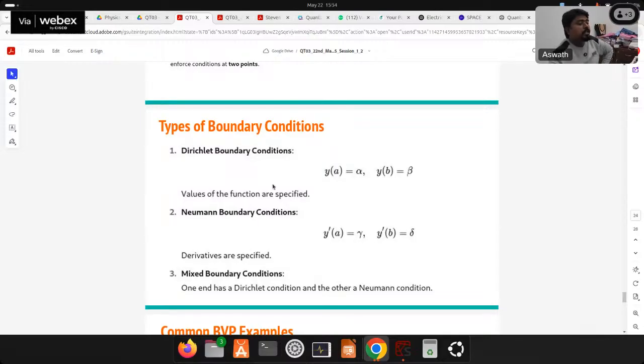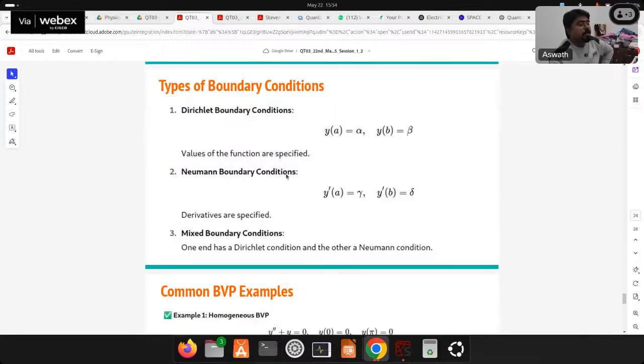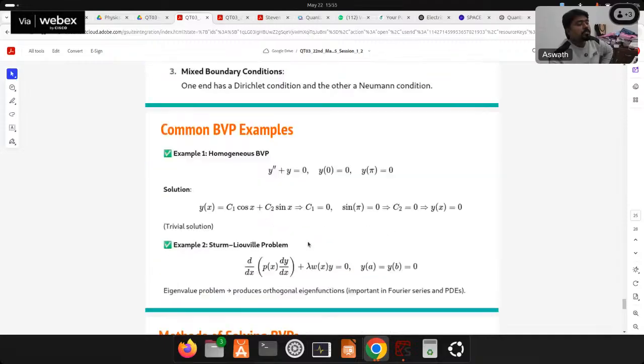Usually they come up with a name. Dirichlet boundary condition is when the values of the function are given. The values of the derivatives is actually called the Neumann boundary condition. Sometimes they give them together: for the initial point they give the function, and for later points they give the derivative. It's a mixed boundary condition.